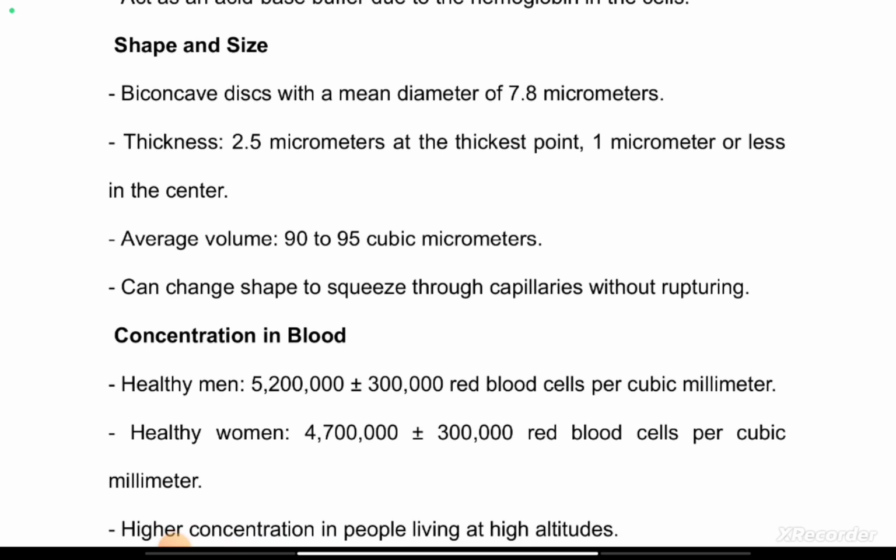This biconcave form confers an advantage, and the chief advantage it confers on the red blood cell is the ability to change shape, to squeeze through capillaries without rupturing. As I told us, you are comparing a mean diameter of about 7.8 micrometer with the diameter of a capillary, which could be as small as 3 micrometers in the capillaries of the spleen. So for a 7.8 micrometer cell to pass through that tiny capillary, the cells have to squeeze their way through.